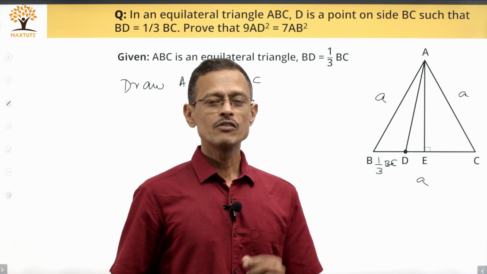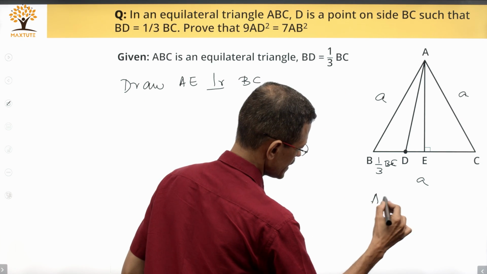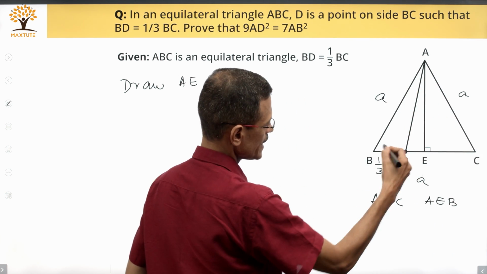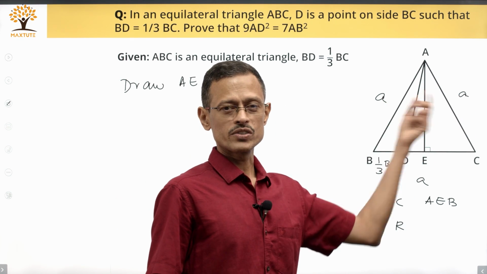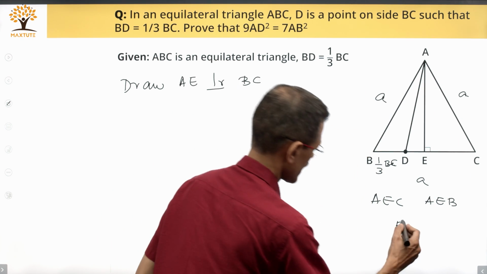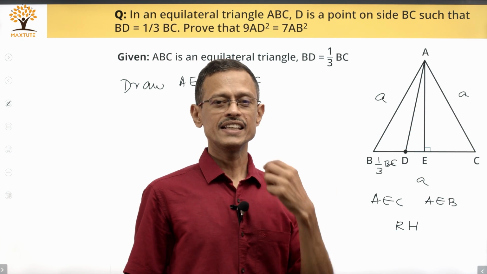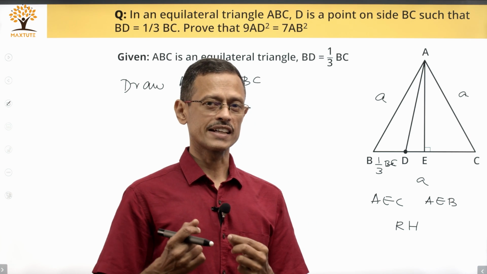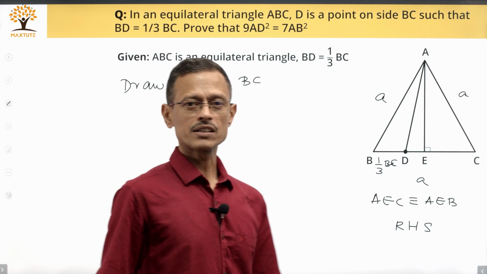How are we going to do it? We're going to use the properties of congruent triangles. Let's take a look at these two triangles, AEC and AEB. Both are right triangles. Both triangles have the same hypotenuse, since AC and AB both measure A. AE is a perpendicular side of both triangles, so one of the perpendicular sides measures the same. So by RHS, we can establish that these two triangles are congruent.